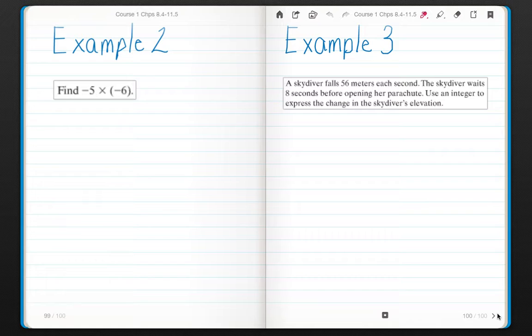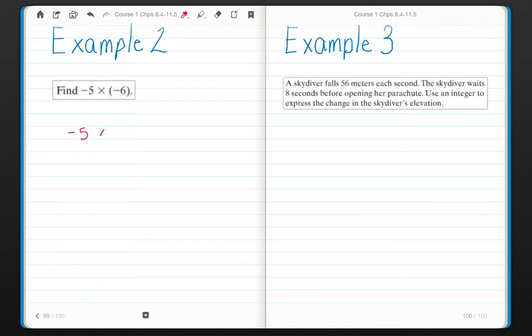All right, example 2. Find negative 5 times negative 6. Write the original problem, negative 5 times negative 6. Well, 5 times 6 is 30. Both numbers are negative, and a negative times a negative is a positive. So my answer is just 30. That's it.